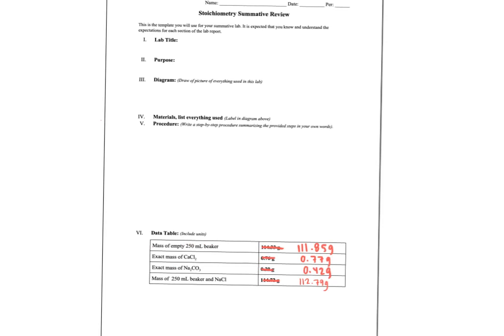I do have a second video to help you with the CER portion, but here's what I would like you to do. When this video is over, I want you to do lab title, purpose, diagram based off what you saw. Same with labeling the materials. Rewrite the procedure in your own words. We now have this new data table, so that's taken care of.